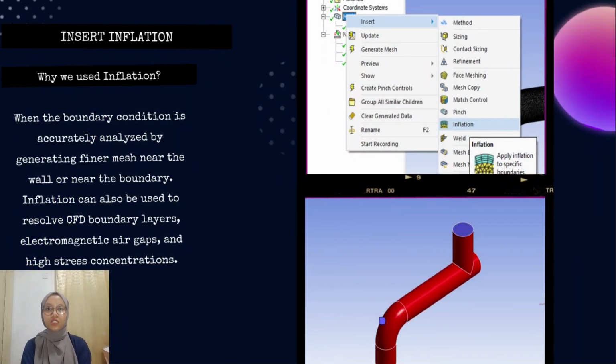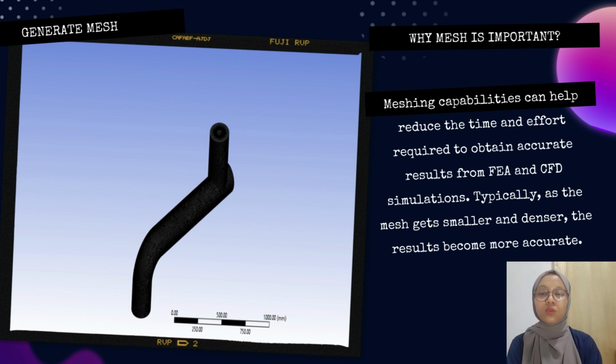We also use inflation, when the boundary condition is accurately analyzed by generating finer mesh near the wall or near boundary. Inflation can also be used to resolve CFD boundary layers, electromagnetic air gaps, and high stress concentration. Why is mesh important? Meshing capabilities can help reduce the time and effort required to obtain accurate results from FEA and CFD simulation. Typically, as the mesh gets smaller and denser, the result becomes more accurate.